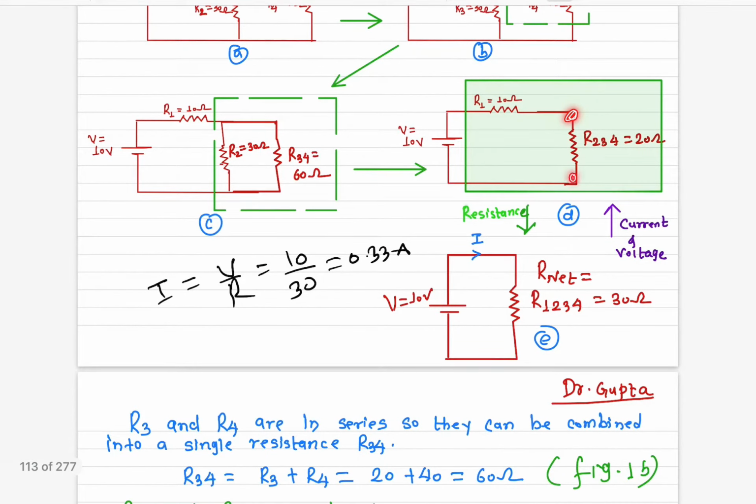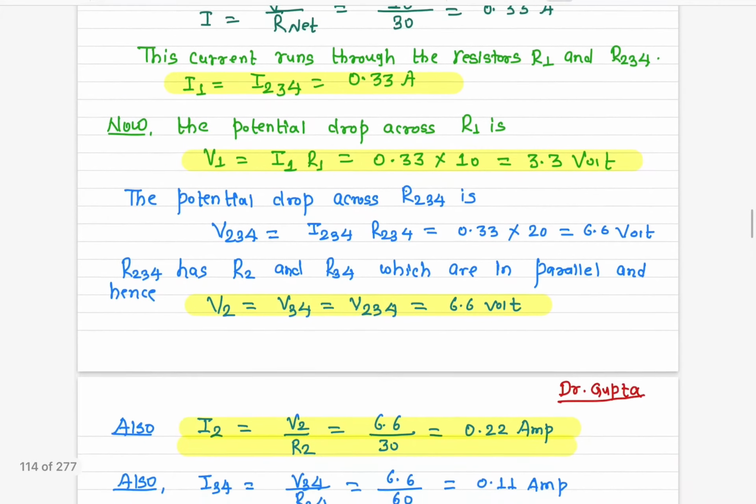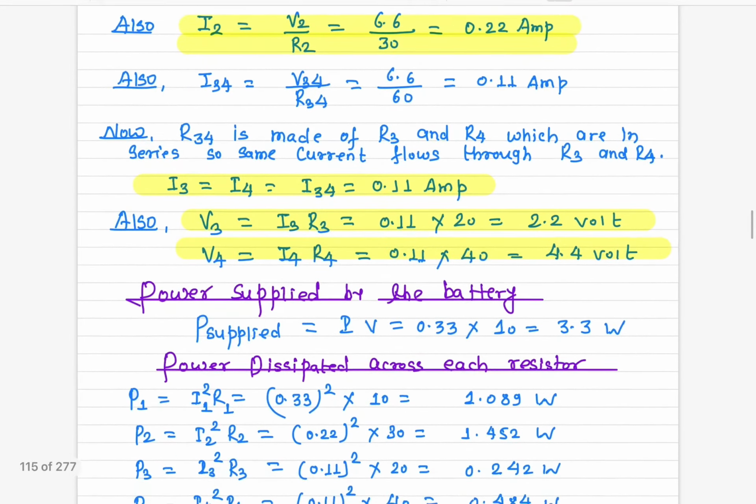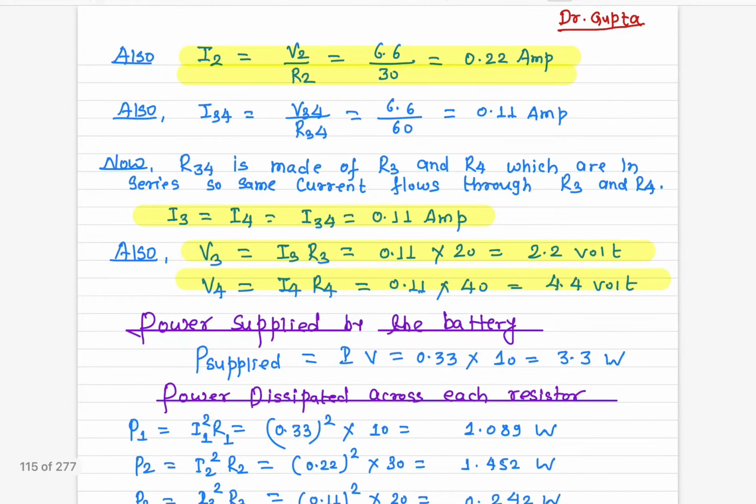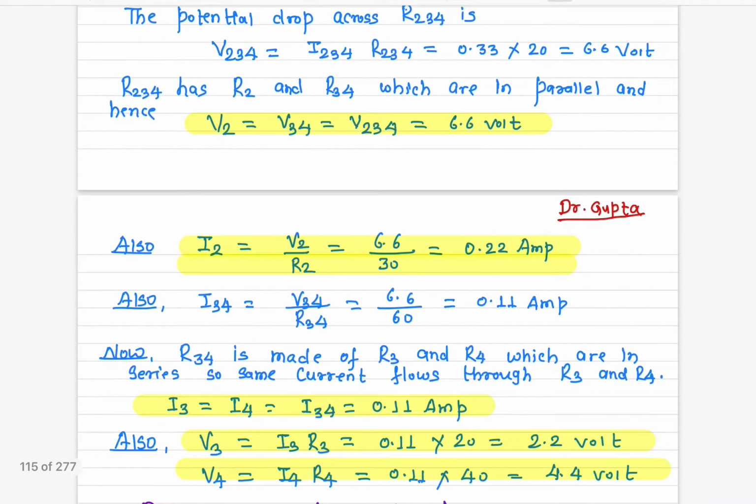So that's the trick here. First, we found out the potential difference. And now you see this resistance is made of two resistors, so the potential drop across each must be exactly the same. We know the potential difference and we know the resistance value, so we should be able to find out the current. So let's do it here. V2.